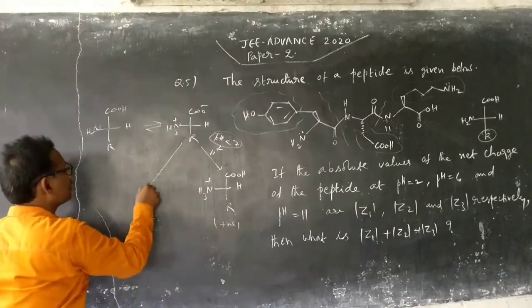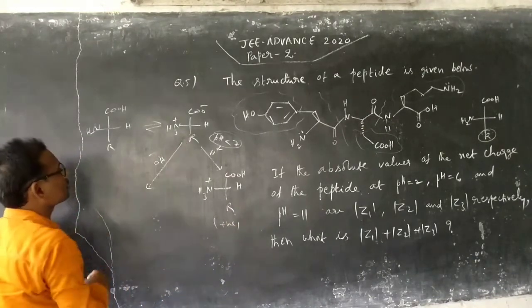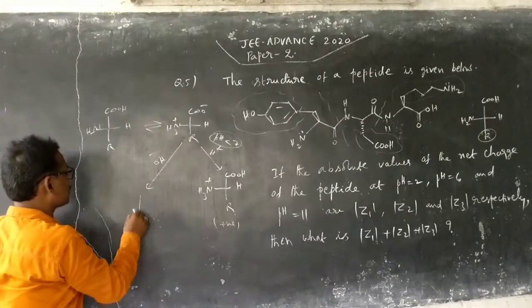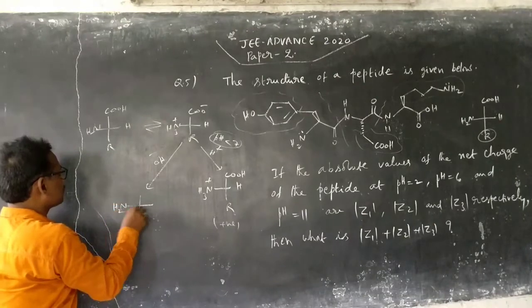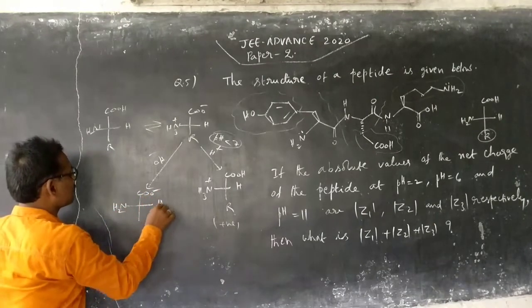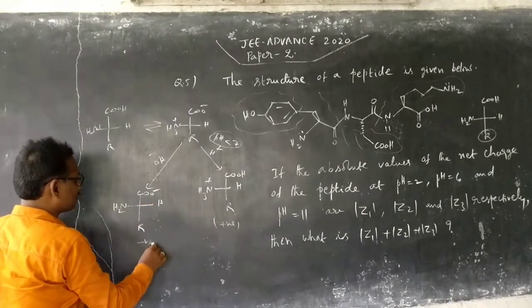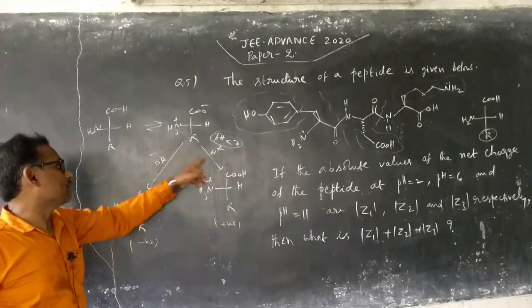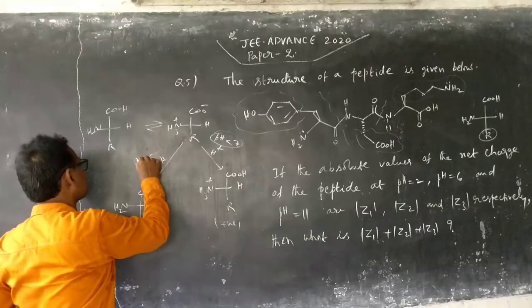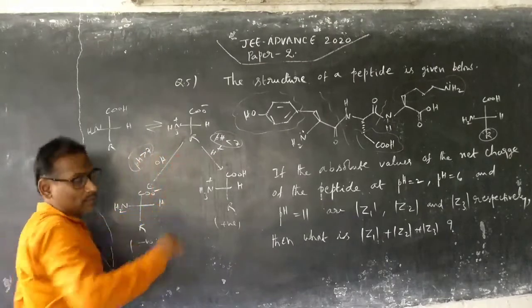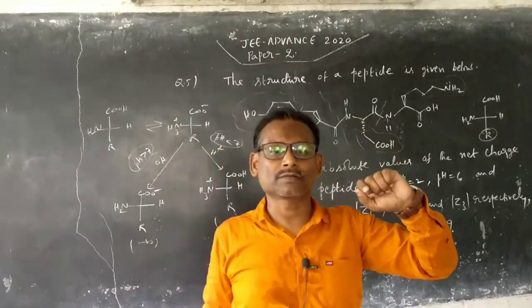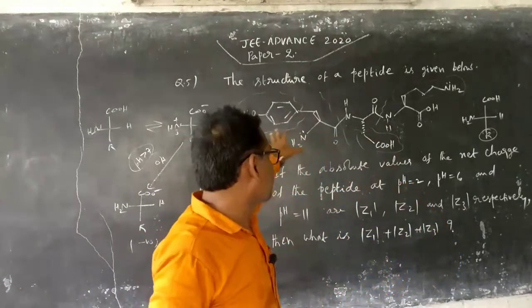Otherwise, if the same thing runs in basic medium, what happens? Then it picks out the proton of NH3 plus, and the result will be NH2, COO minus, H and R. Now the charge of this amino acid is negative. That means here the pH is maintained as greater than 7. So based on the pH value, the charge of an amino acid will change. Like that, it is taken as a tripeptide.